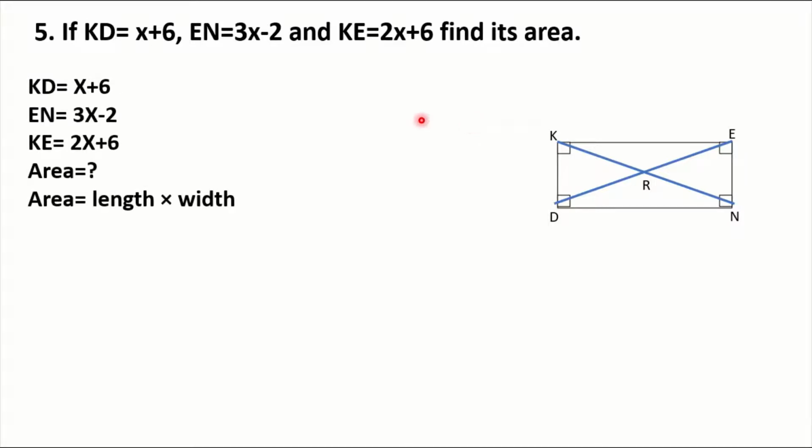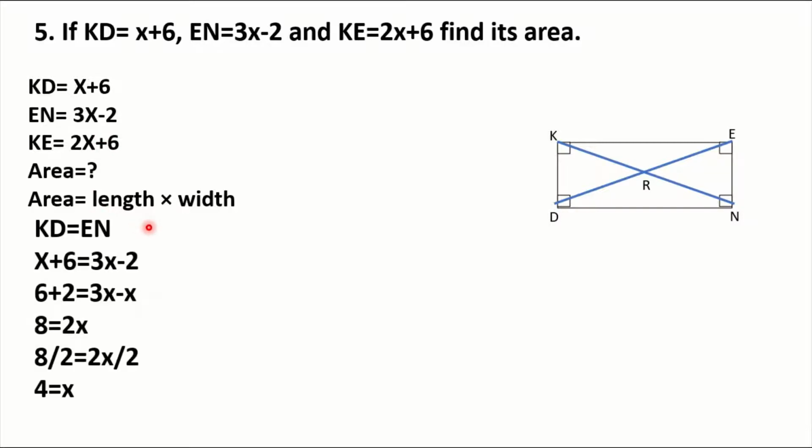So, KD, lagay natin siya according to anong nakatayo. KD is x plus 6, EN is 3x minus 2, KE is 2x plus 6, and the area is the unknown. So, the formula in getting the area is length times width. KD is equal to EN. That is on this side, left and right side. The opposite sides are congruent. Therefore, we can say that KD is equal to EN. Ibig sabihin, equal daw po yung measure nito, equal din po ang measure nito.